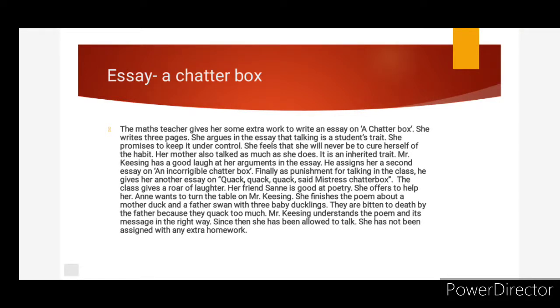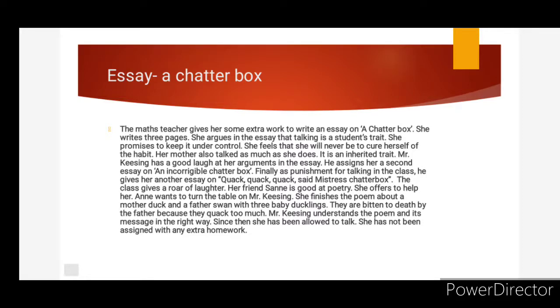He assigns her a second essay on an incorrigible chatterbox. Finally, as punishment for talking in the class, he gives her another essay on "Quack, quack, quack, said Mistress Chatterbox." So it was the third essay. The class gives a roar of laughter.